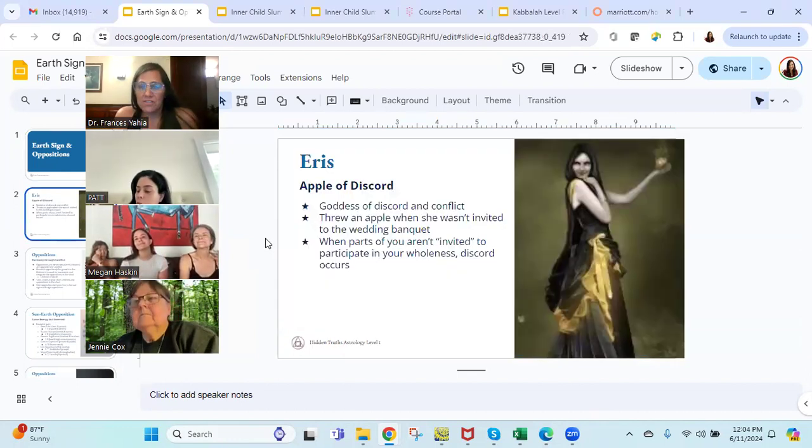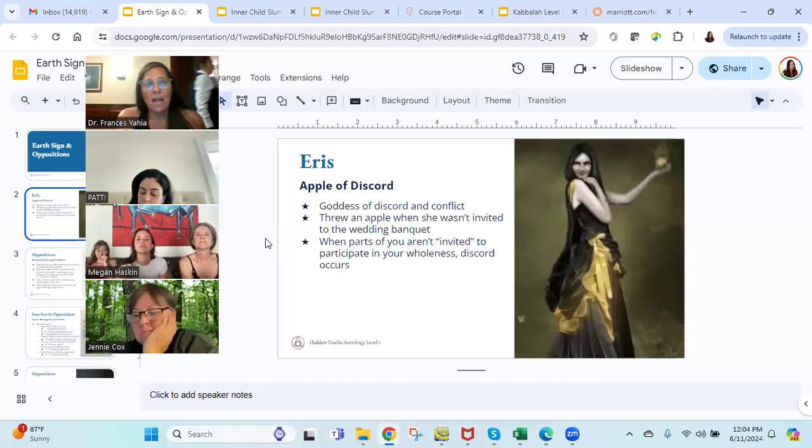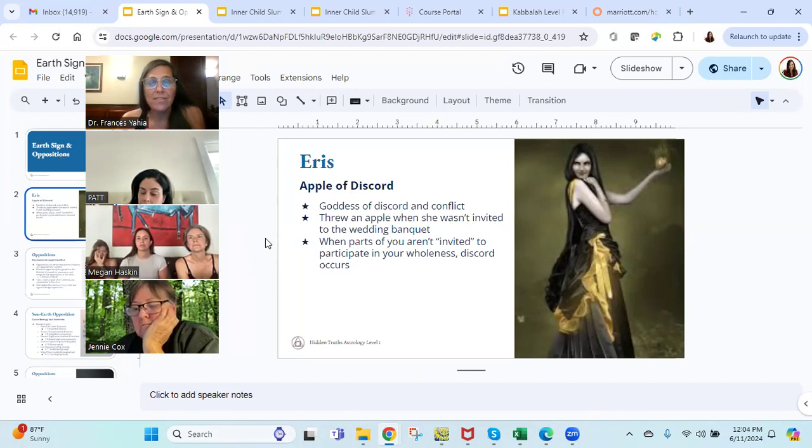So here is our goddess today. Her name is Eris, and you can see she's got an apple in her hand. She is the Greek goddess of discord and conflict. There was a royal wedding when she was not invited, and she was angry and wanted to stir up some chaos and conflict. So she took an apple and threw it into the banquet hall, and the apple had a few words on it.